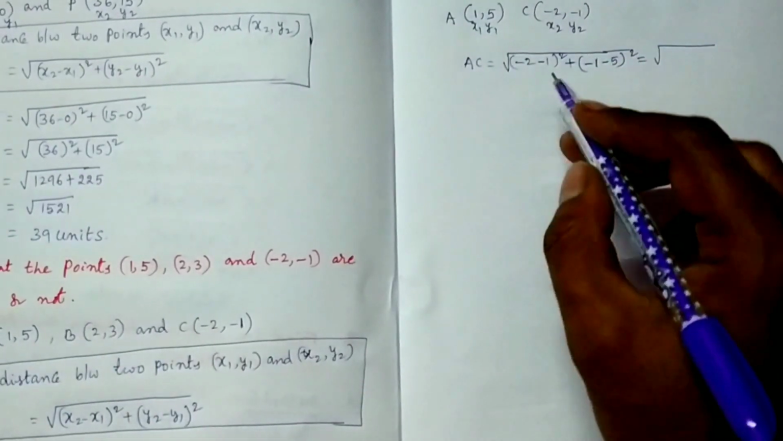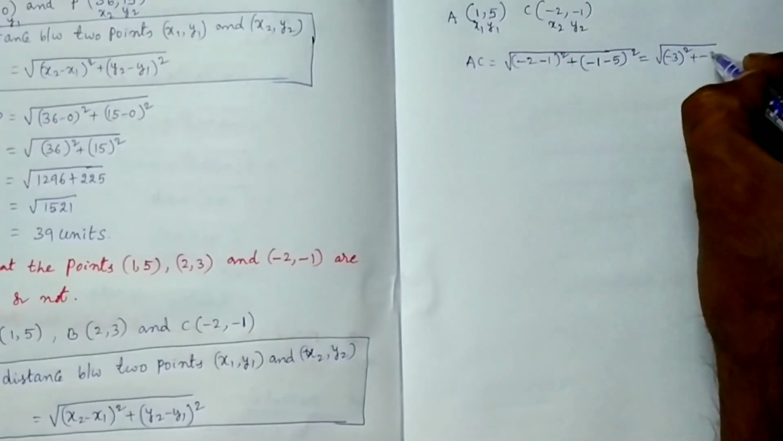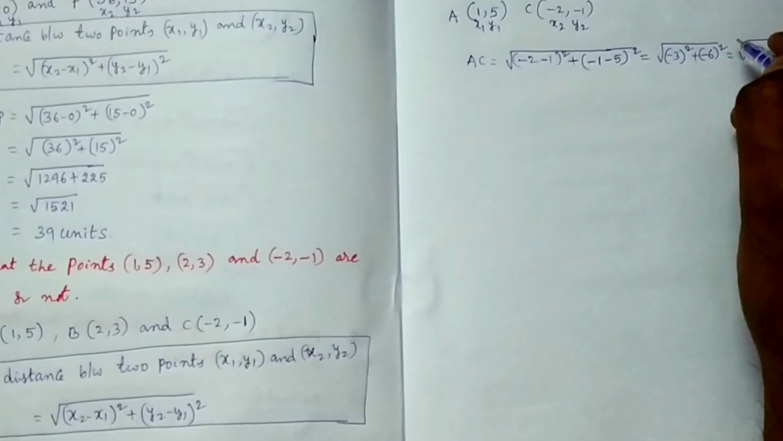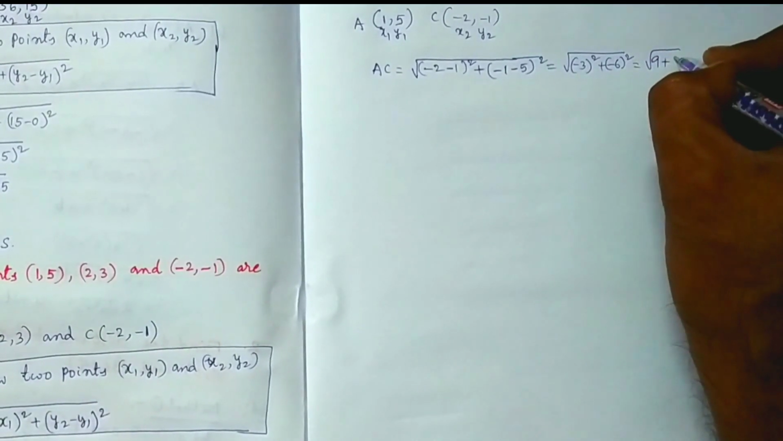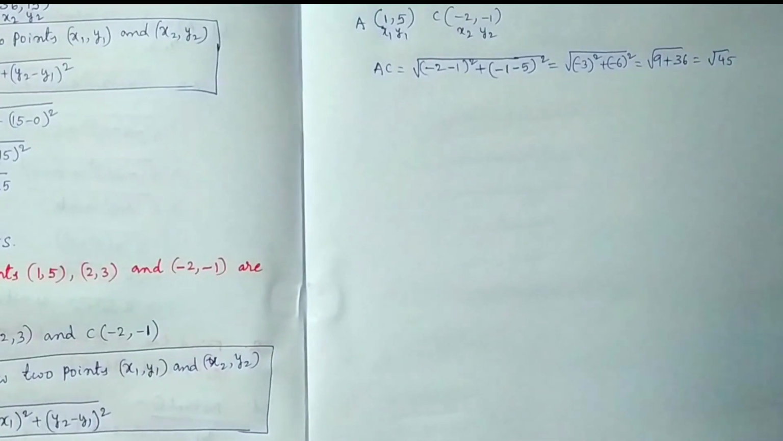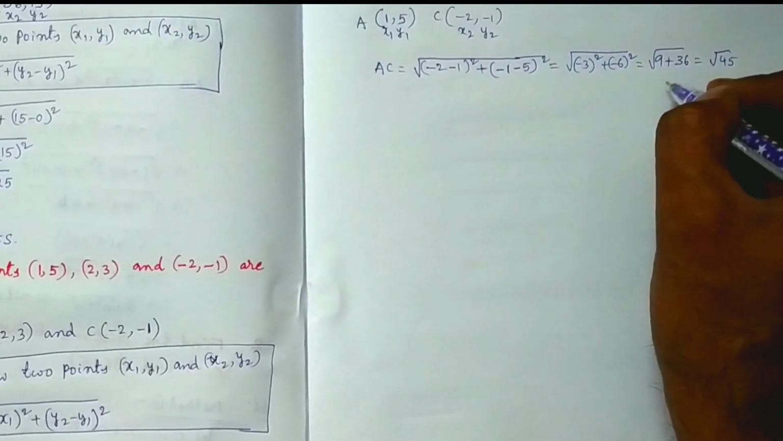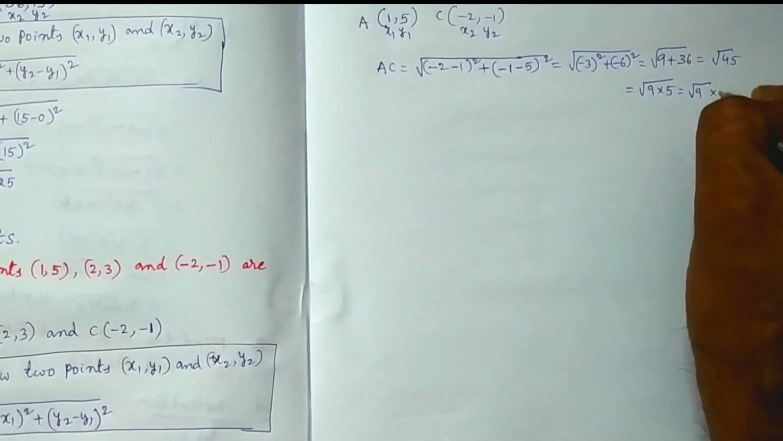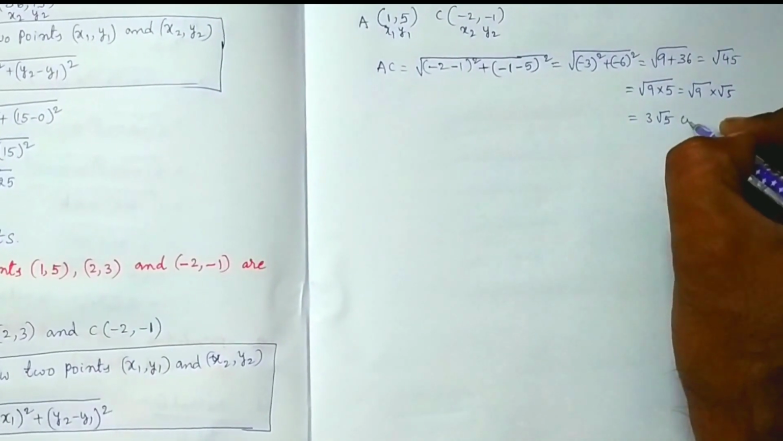Simplify it. Minus 2 minus 1, that is minus 3 whole square, plus minus 1 minus 5, that is minus 6 whole square. That equals 3 square, that is minus 3 into minus 3, 9, plus minus 6 into minus 6, that is 36, so square root of 45. 45 we can write as 9 into 5, square root of 9 into 5. After separating these terms, root 9 into root 5 equals 3 root 5 units.